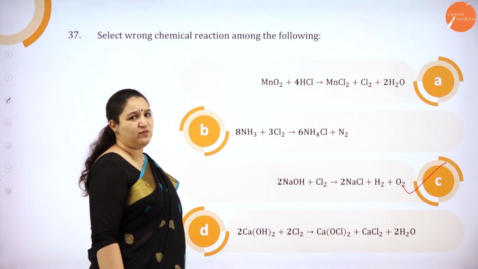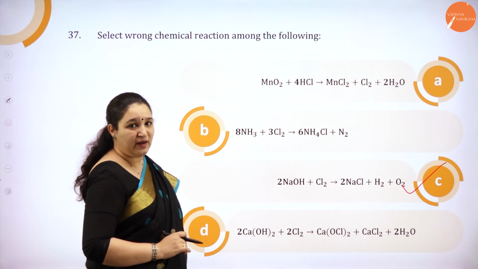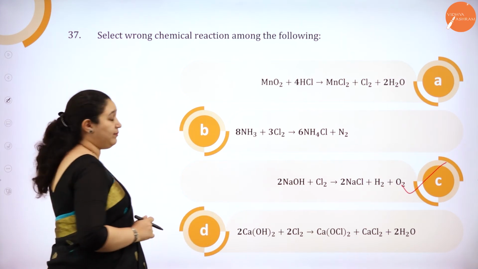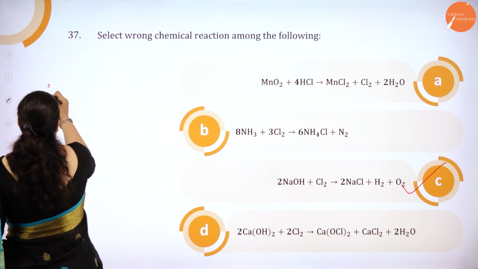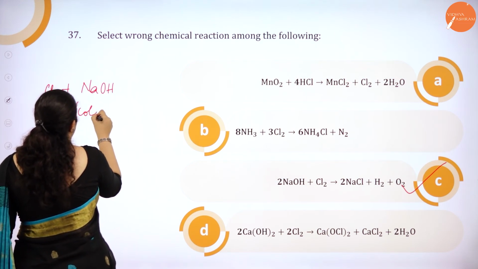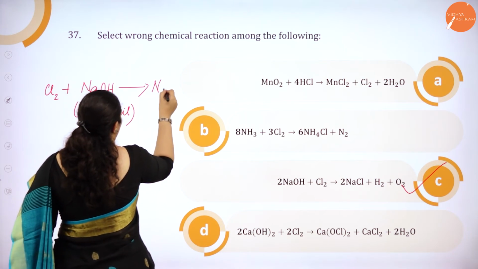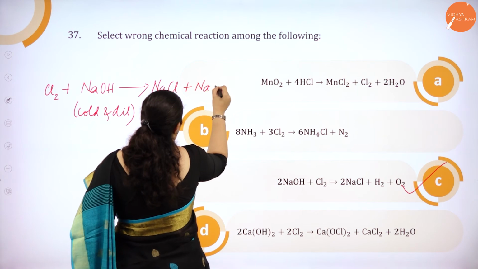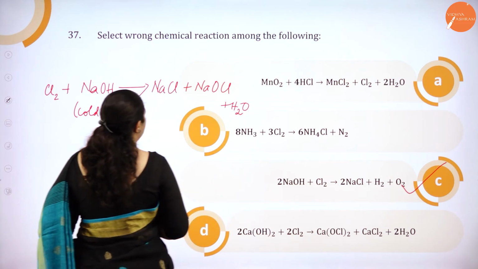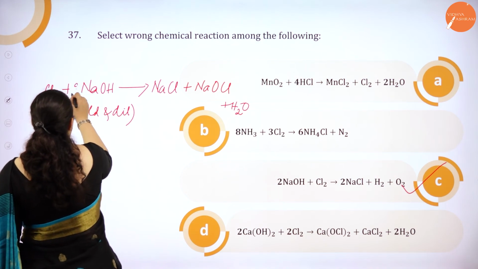There are two reactions which you have learnt as cold and dilute and then hot and concentrated solution reactions. So the reactions go like this, which is the correct one I am writing. You take chlorine with NaOH, where the reaction mixture is cold and dilute. Then you get NaCl plus NaOCl and H2O. Okay, I haven't balanced the equation. I shall do so. Here it is 2.